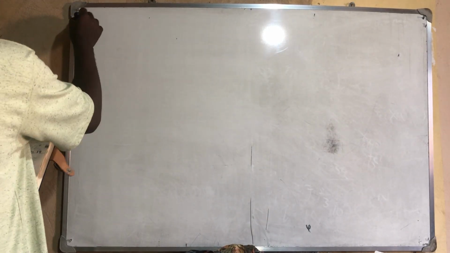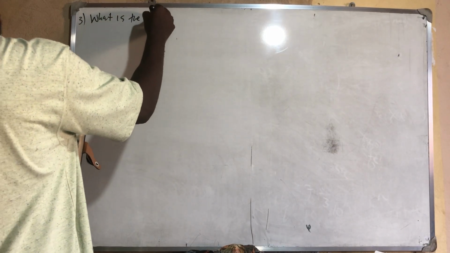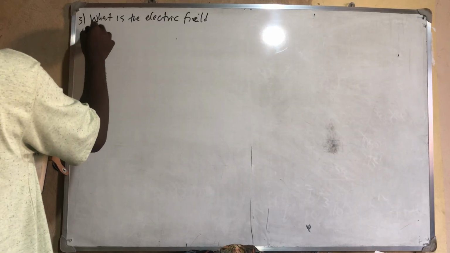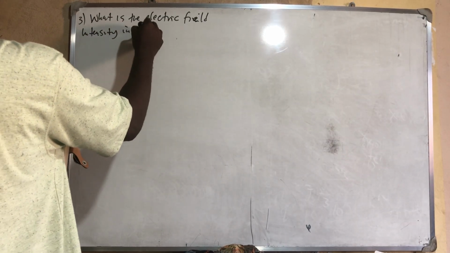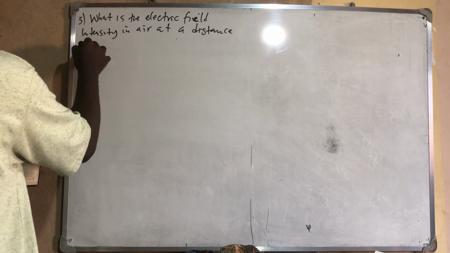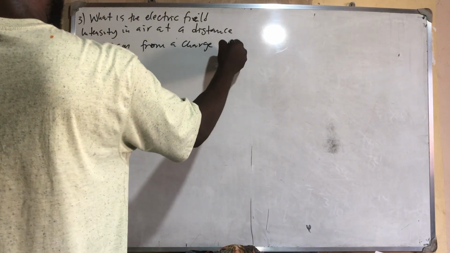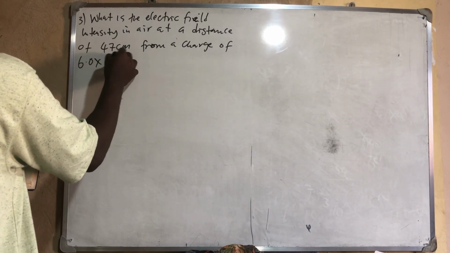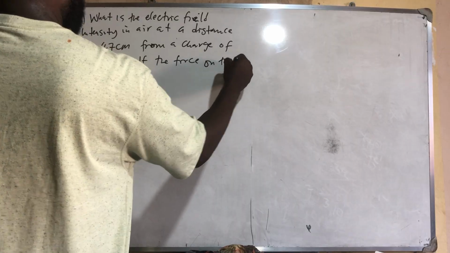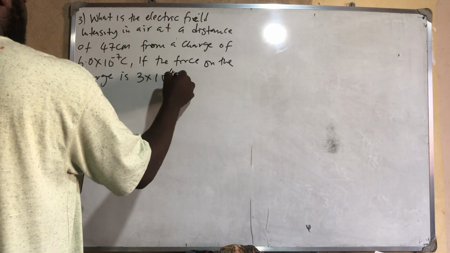So the next thing we move to is number 3. The question said, what is the electric field intensity in air at a distance of 47 cm from a charge of 6.0 times 10 raised power minus 7 coulomb, if the force on the charge is 3 times 10 raised power minus 4 Newton.